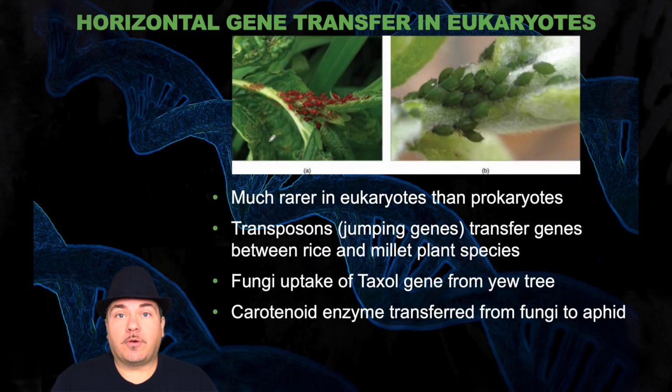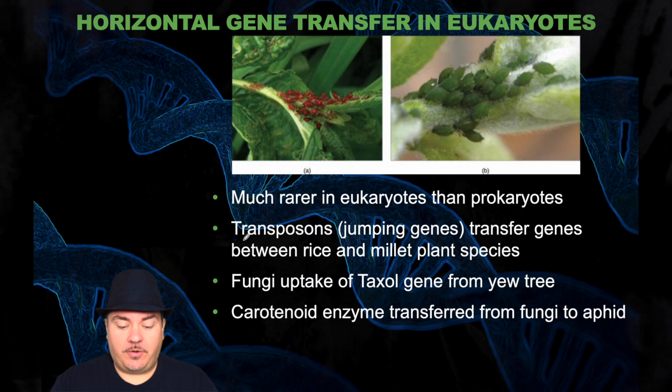Horizontal gene transfer occurs more often in prokaryotes, but it can also occur in eukaryotes. One common way this can happen is using things called transposons.